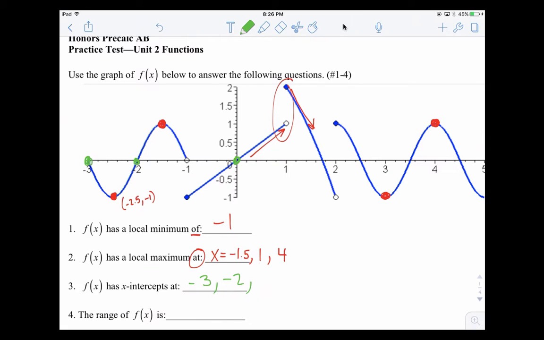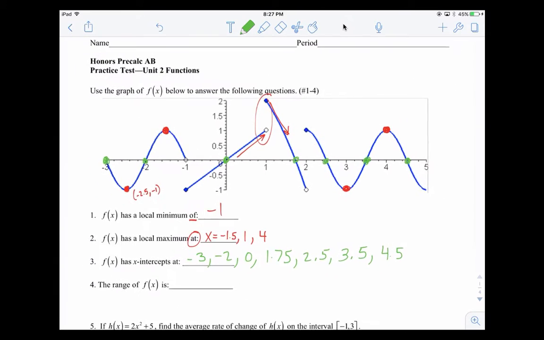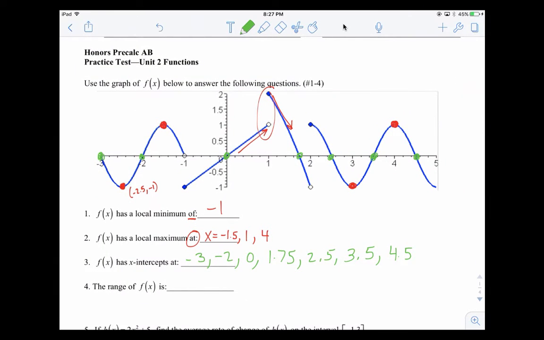The next one that I see here is at 0, and right there, which is about 1.75. Next one there is about 2.5. Next one there is about 3.5. And the last one is about 4.5. All right, so you have 1, 2, 3, 4, 5, 6, 7 x-intercepts. It crosses the x-axis 7 times.